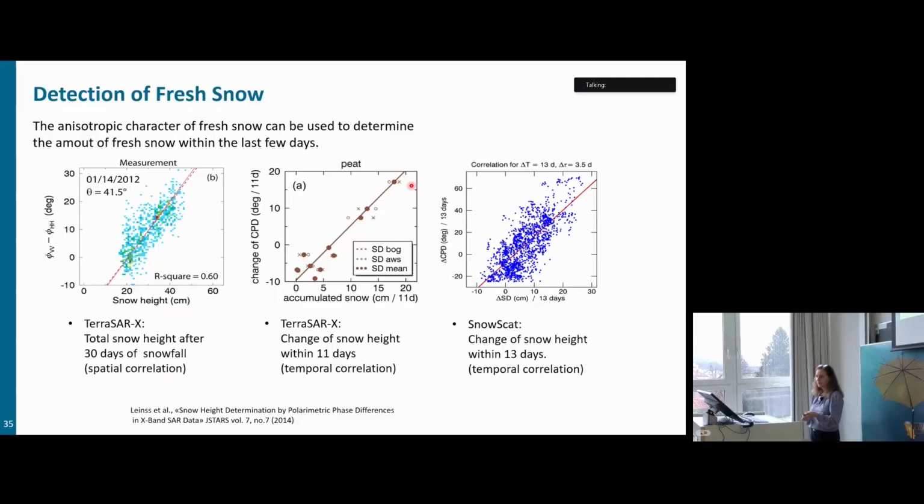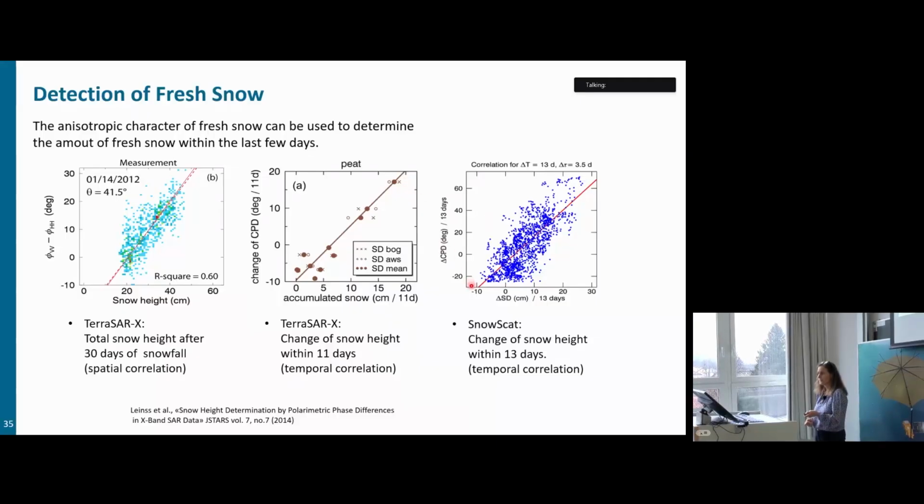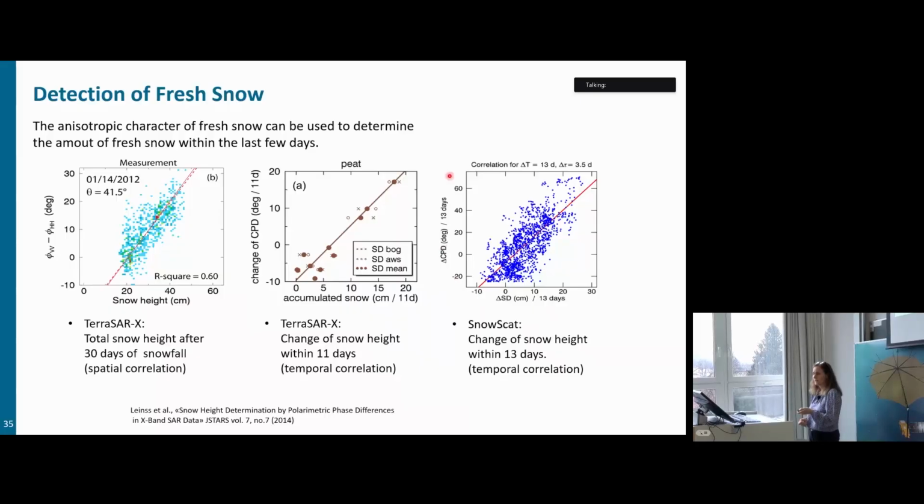And then what you could also do with the ground-based measurements that we had with the SnowScat: we have also done a correlation with the SnowScat. So that's, in principle, changes of snow height within 13 days, so temporal changes, and also here the changes using the TerraSAR-X data.